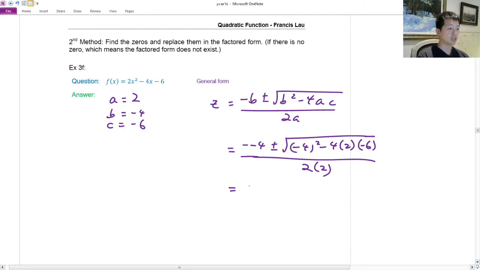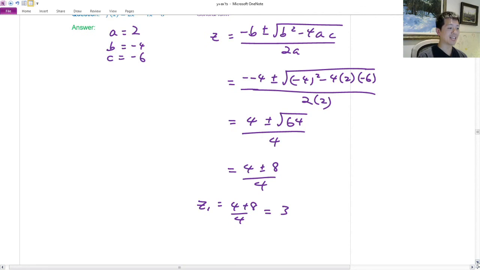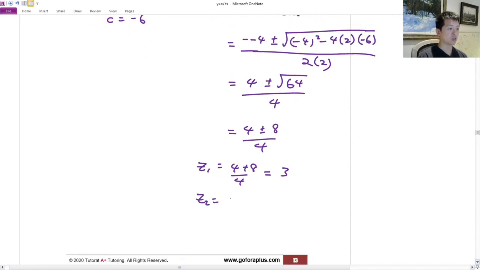Now if we calculate this, it's going to be 4 plus or minus square root of 64, over 4. Now with plus or minus 64, that's basically 4 plus or minus 8 over 4. Now I have plus or minus 8, right? So the first 0 is going to be 4 plus 8 over 4, which is going to be 12 over 4, which is 3. My second 0 is going to be 4 minus 8 over 4, which is minus 4 over 4, which is minus 1.